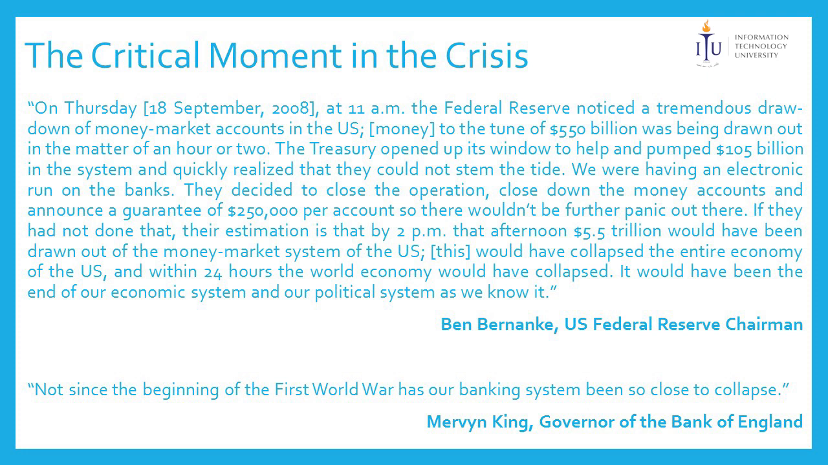So they decided to close the operation, close down the money accounts, and announce a guarantee of $250,000 per account so that there would not be any further panic. If they had not done that, that is to say, not given a guarantee, basically said to every depositor, whatever the amount of money he or she might have deposited and which they're afraid will get blown away, the Federal Reserve is guaranteeing that you will get up to $250,000, whatever else happens to the bank. Right? So they thought that that would restore confidence.